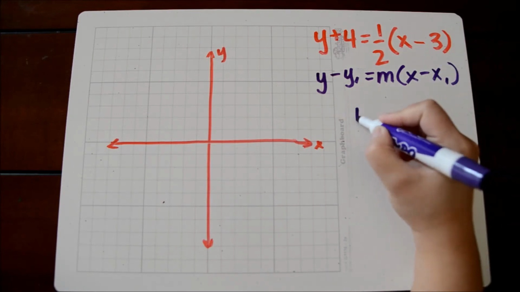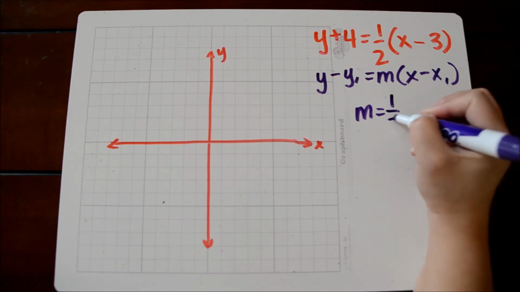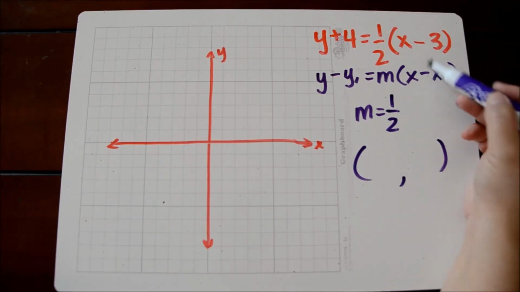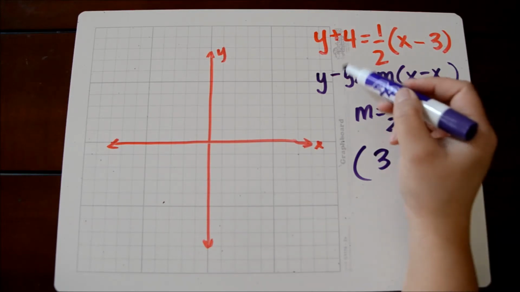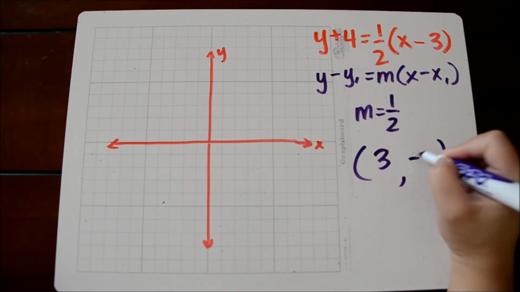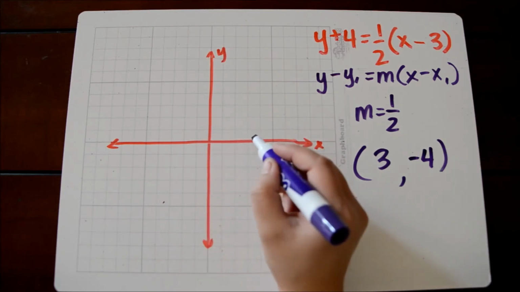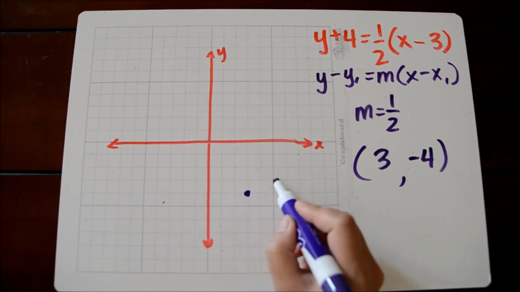Our slope, our m, is 1/2. And then our point, our x1, is positive 3 because that minus sign is already in the form. And then our y value is actually going to be -4 because there's that minus and minus a negative. That's how we got the +4. So let's plot that point, 3, -4, and we'll use our slope to finish our graph.